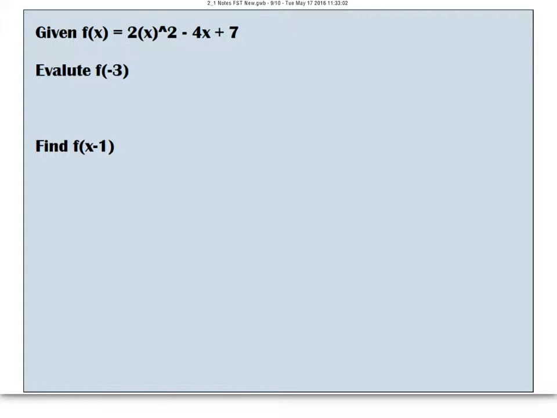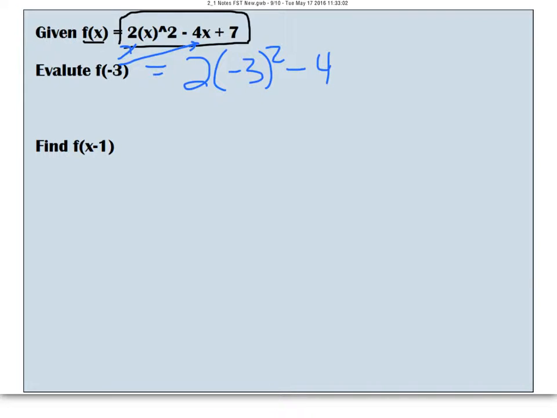Now, let's actually use more of a quadratic equation format, which is right here. It's 2x squared minus 4x plus 7, and it's f of x. Let's use that to find f of negative 3. So again, I'm just going to put negative 3 in for x. So 2 times negative 3 squared minus 4 times negative 3 plus 7.